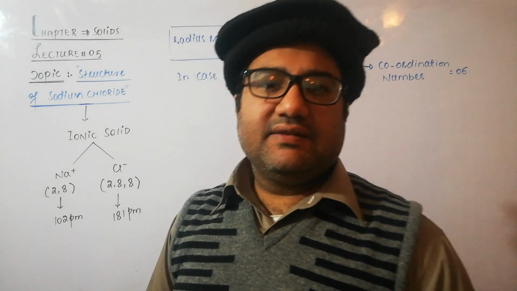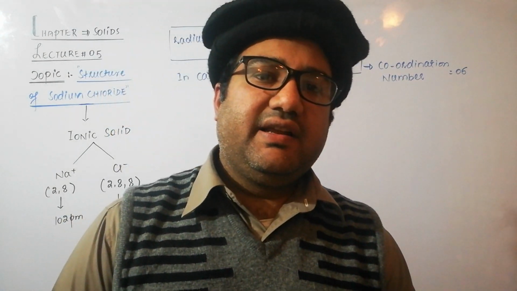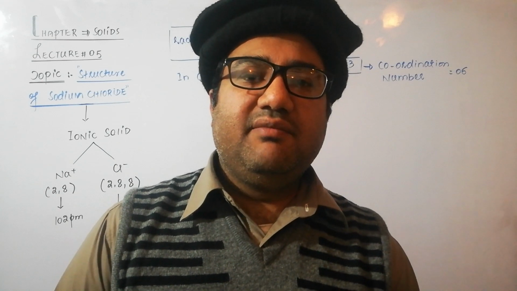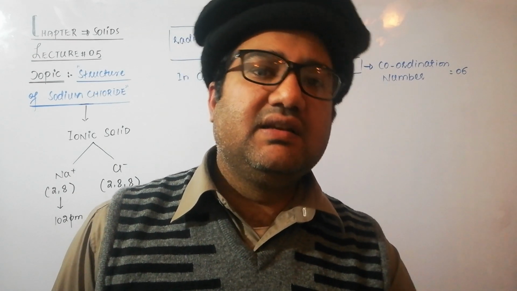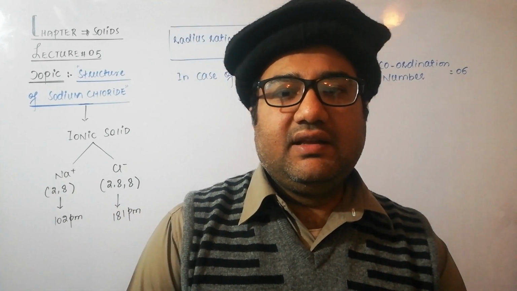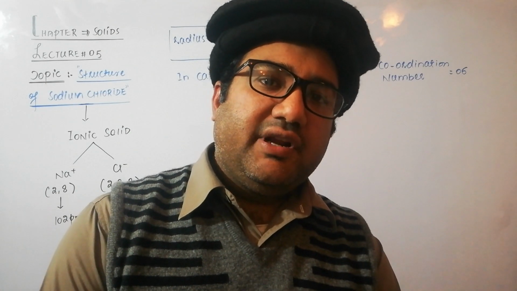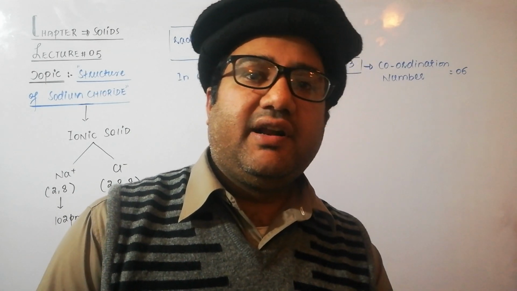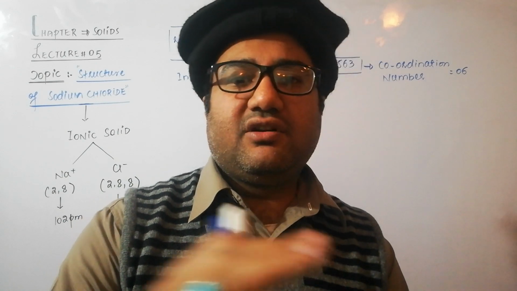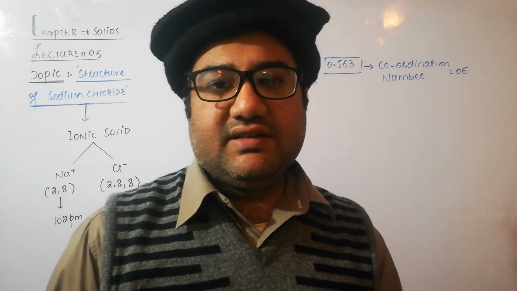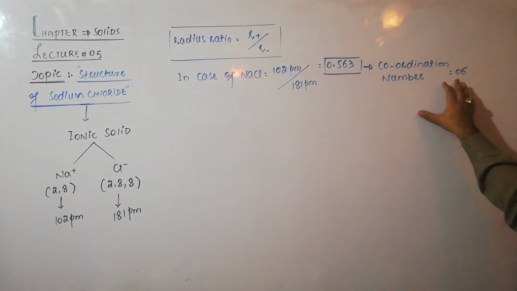Coordination number means how many oppositely charged ions surround a specific ion. Meaning, how many chloride ions surround a sodium ion and how many sodium ions surround a chloride ion. And 6 coordination number means that 6 sodium ions will surround 1 chloride ion and 1 chloride ion will be surrounded by the 6 sodium ions. So it means that coordination number will be 6.